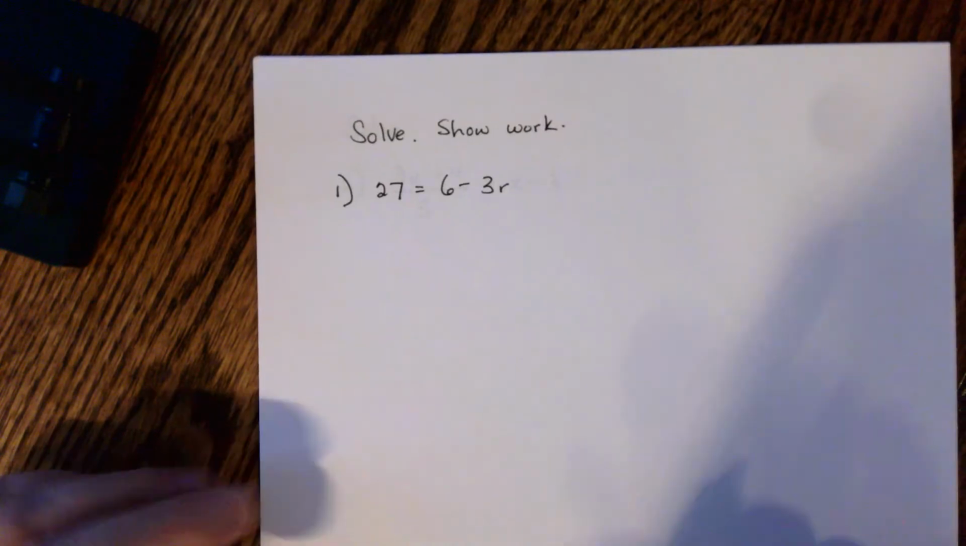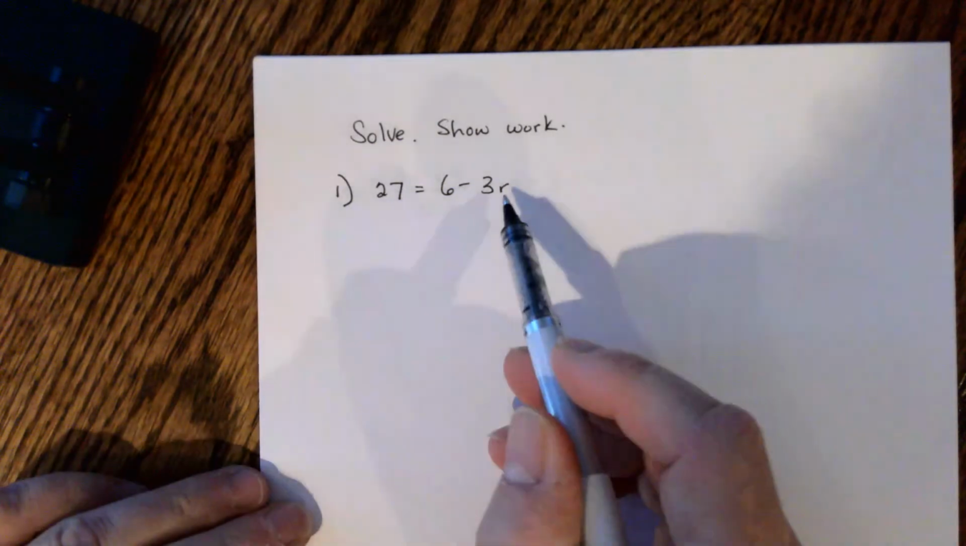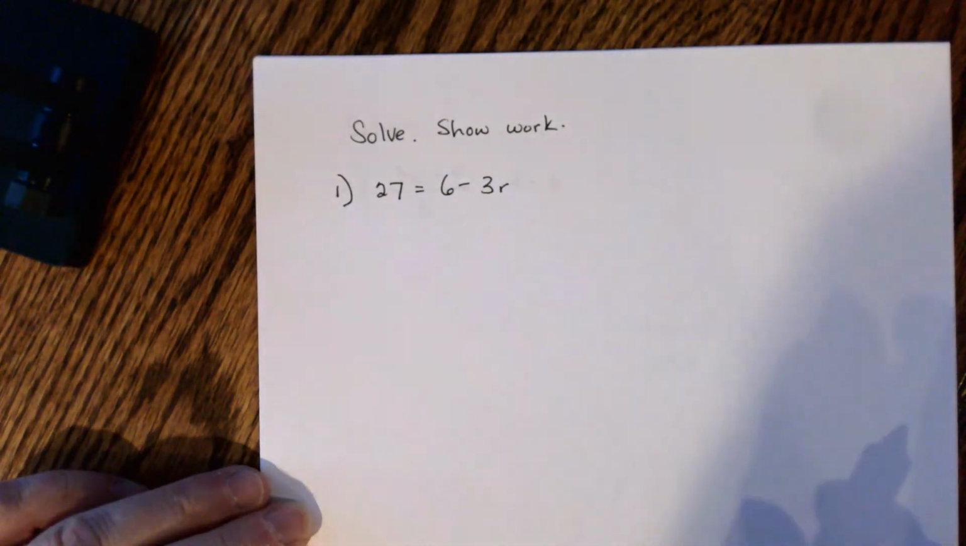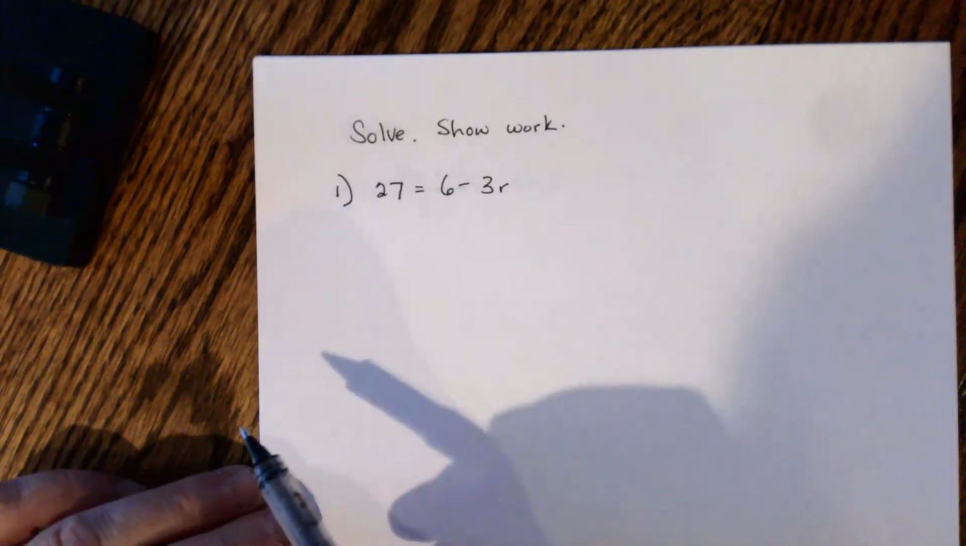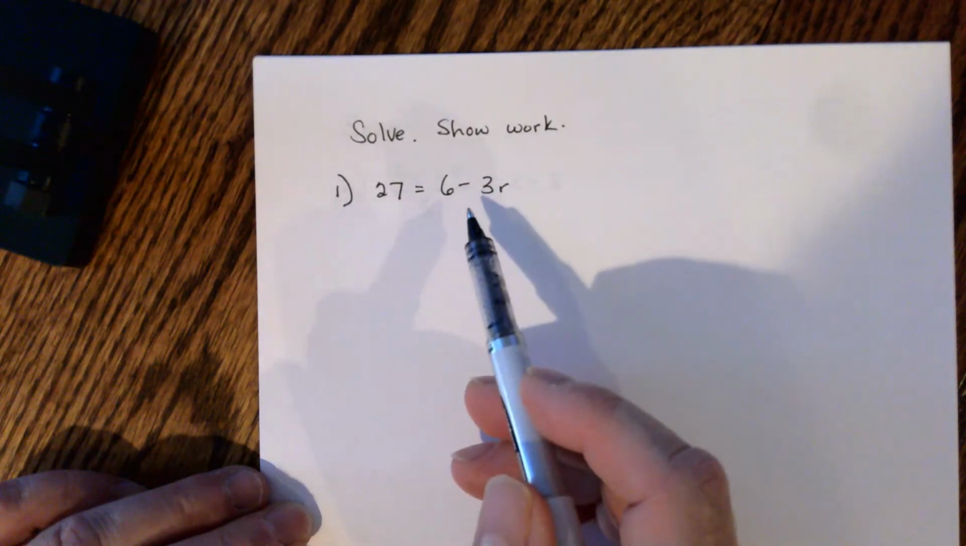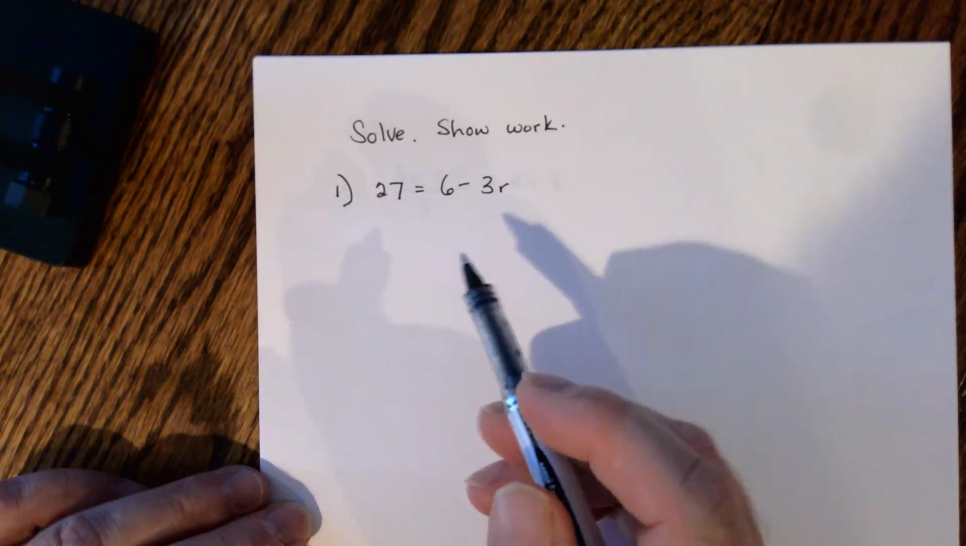So let's take a look at our first problem. Here we have 27 equals 6 minus 3r. Obviously our unknown is r, so our goal is to try to isolate that on one side of the equation. As I look at my left side, 27 can't be simplified any further. And on the right side, 6 minus 3r can't be simplified. So this equation is ready to be solved.